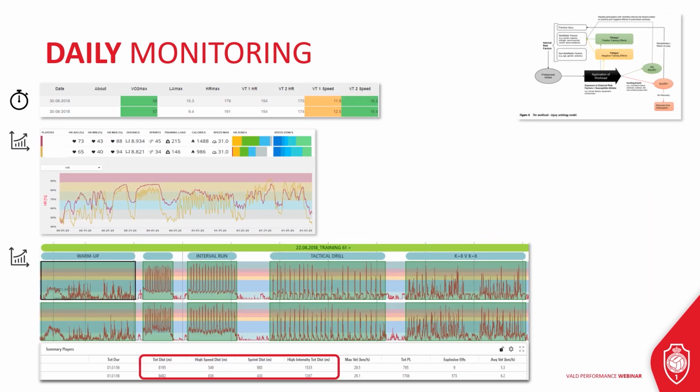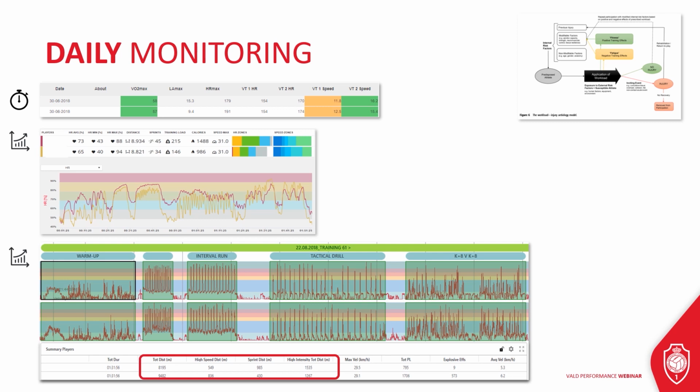An example here, I have two players here. It's one fullback and one winger with similar results on the treadmill tests, like you can see here for their VO2 max, 58, 57. The speed thresholds are approximately at the same level.